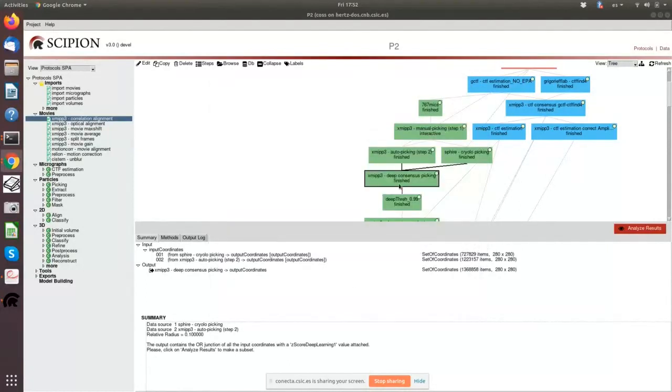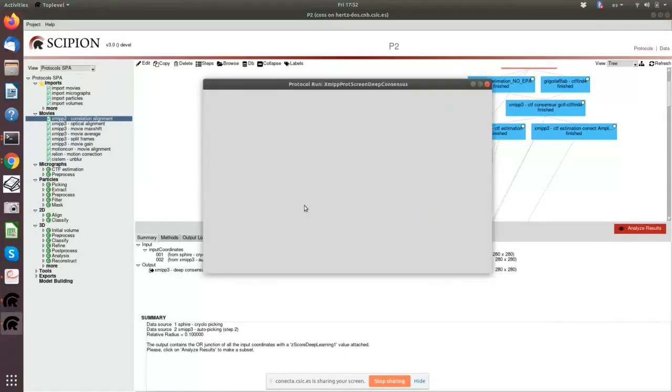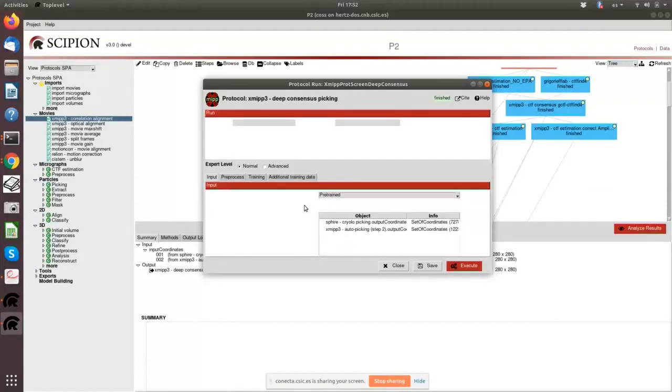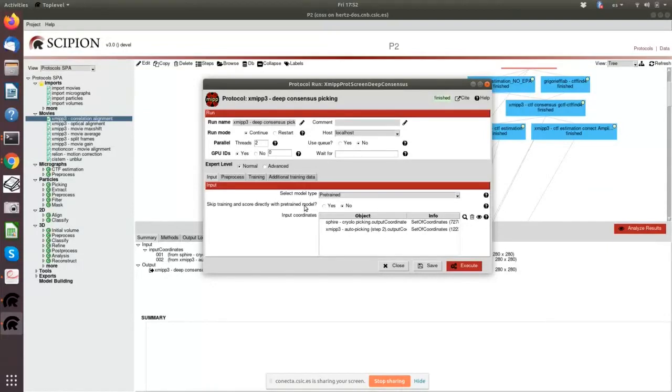But now we recently published a paper in which we take the 2 sets of coordinates and use them to train a neural network. And this neural network will assume that a coordinate that has been found by the 2 algorithms is more likely to be a particle, and a coordinate that is found by only one of those pickings is probably a mistake.